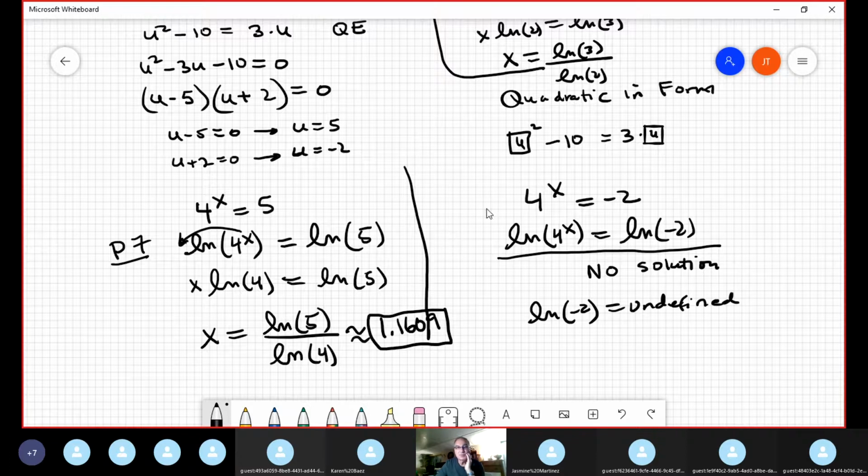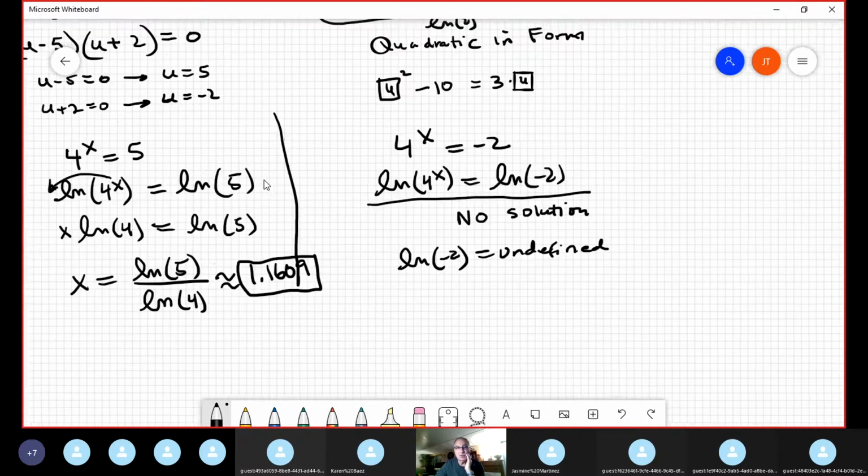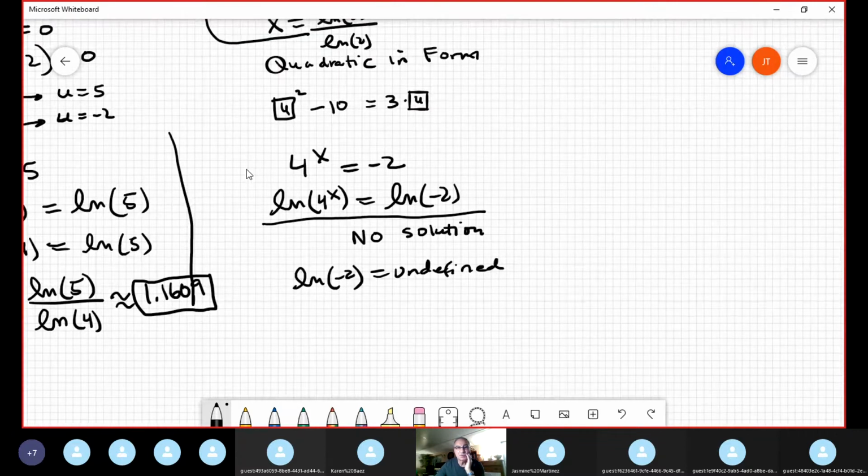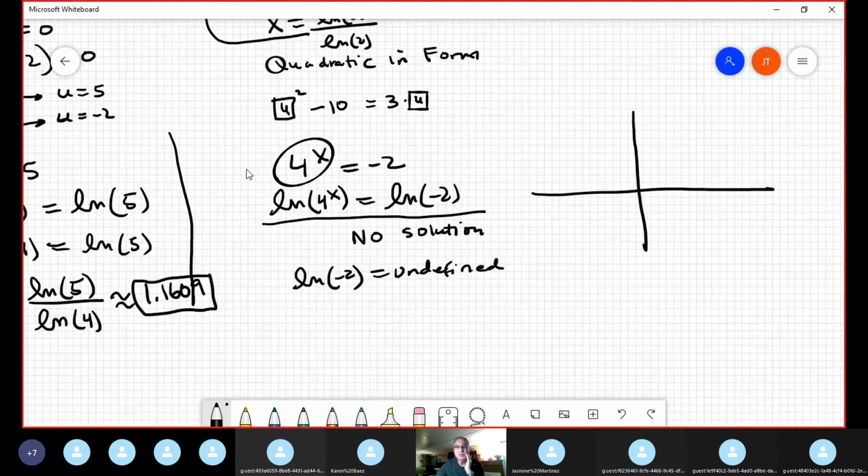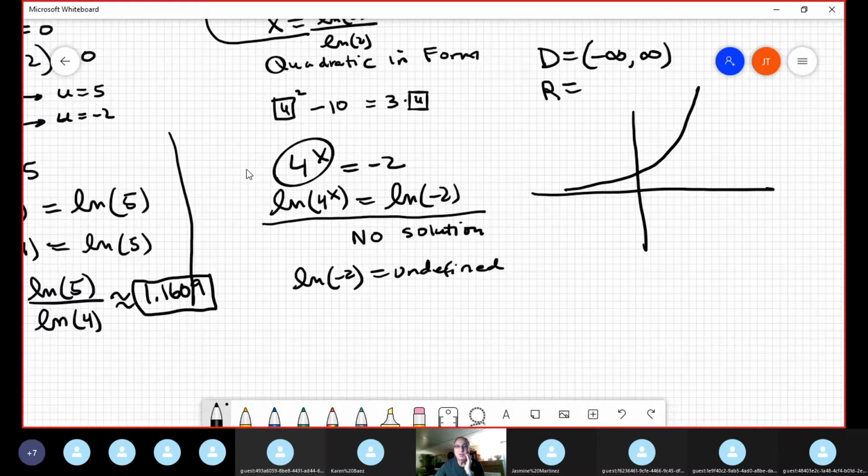Another point of view is, look, this is an exponential function. I know that the graph of the exponential function looks like that. I know also that the domain is all real numbers, but the range, no. The range is only 0 to infinity, only positive values. If it is negative 2, this is the line y equal negative 2. This line, supposing y equal 4 to the x, is never intersecting this curve. This is the reason there's no solution.